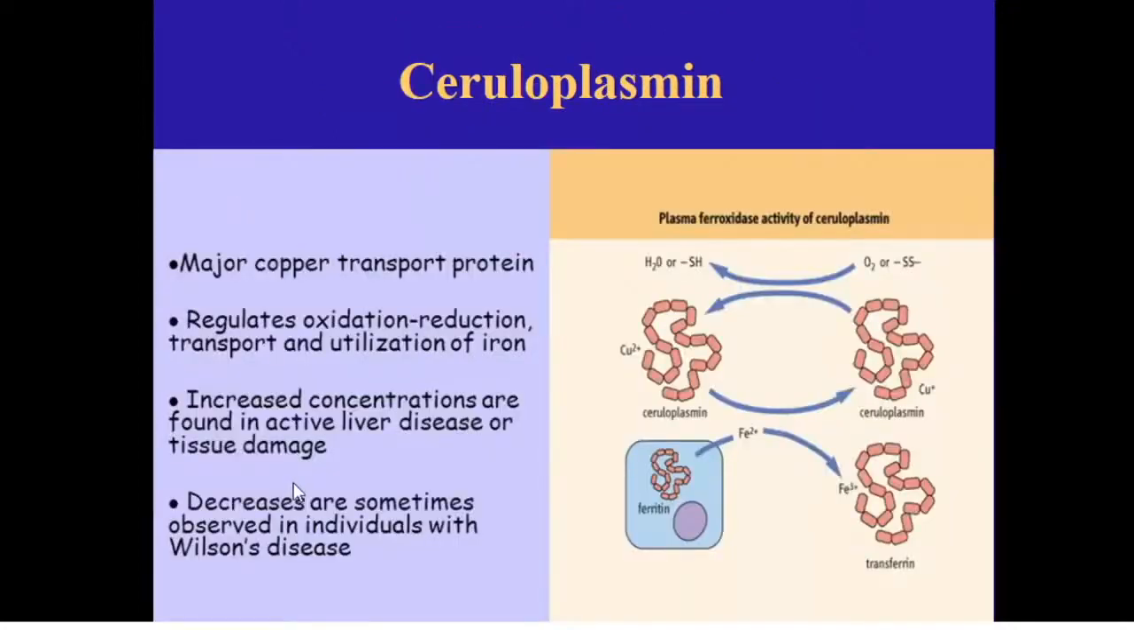This protein also transports copper, and as we said, regulates oxidation and reduction in transport and utilization of iron. Increased concentration of it shows liver damage because it is synthesized in the liver, and decreased concentration can be observed in a disease which is named Konovalov-Wilson disease. It is accompanied by the overloading of the peripheral tissue with copper.